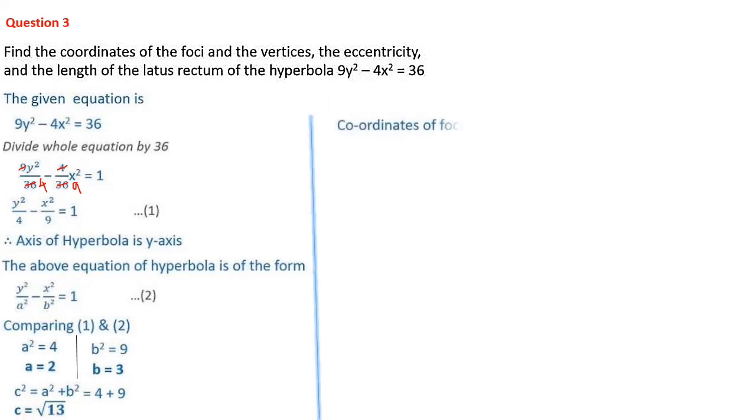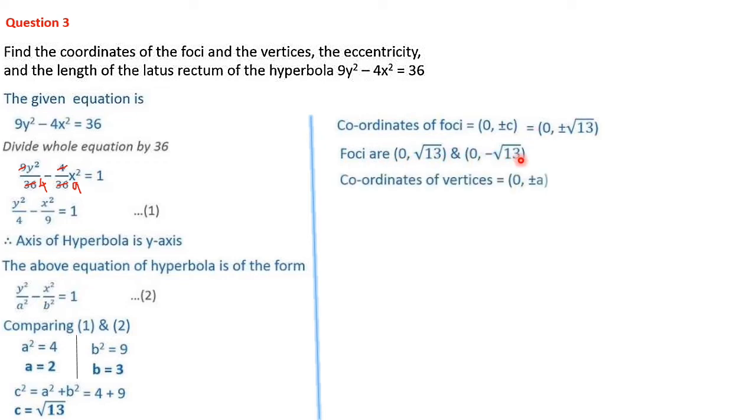It's not an issue. Then coordinates of the foci. Here the axis of the hyperbola is the y axis. The foci will be on the y axis, so 0 plus or minus c is the coordinate. We have got c as root 13, so 0 plus or minus root 13. When we split and write the foci: 0 comma root 13 and 0 comma minus root 13.